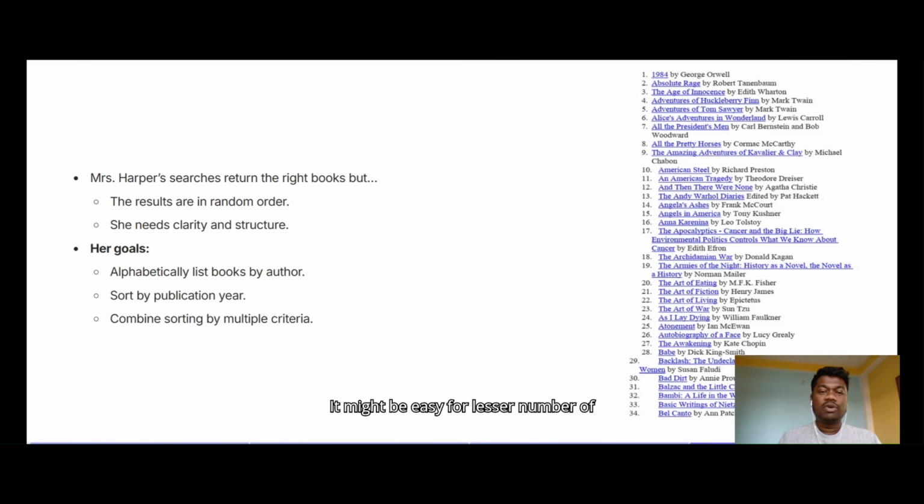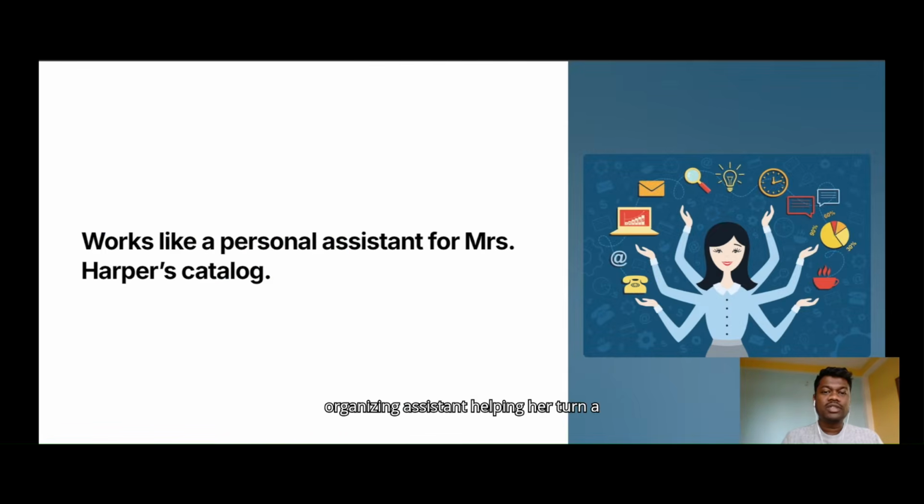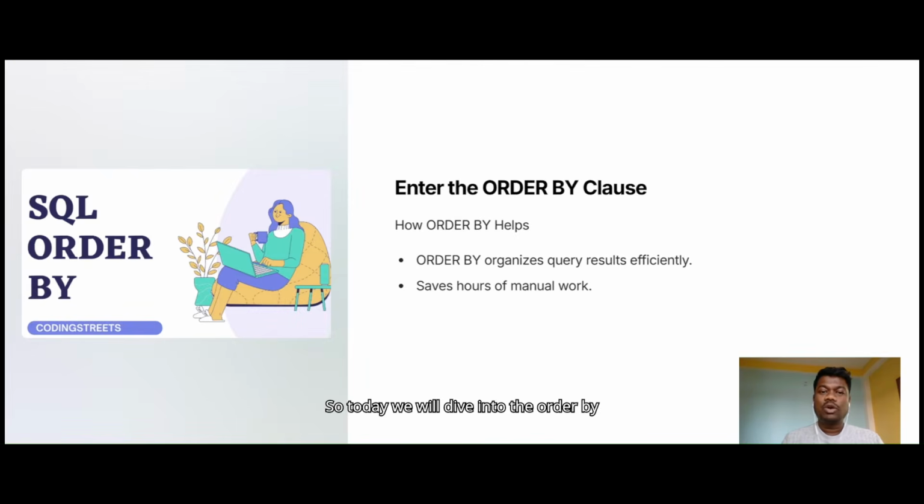It might be easy for a lesser number of books, like 10 or 20 books, but for a data count of more than 1,000 or maybe a million, it is frustrating to have the data in an unorganized manner. So this is where the ORDER BY clause comes in, a real lifesaver for anyone working with data. It is like Mrs. Harper's personal organizing assistant, helping her turn a messy list of books into a neatly arranged catalog. So today we will dive into the ORDER BY clause and see how it can bring clarity and structure to our data. Let's revisit Mrs. Harper's library to see this in action.